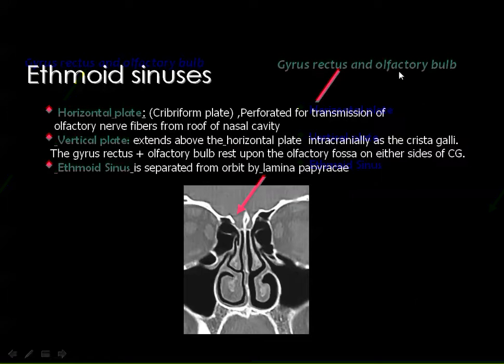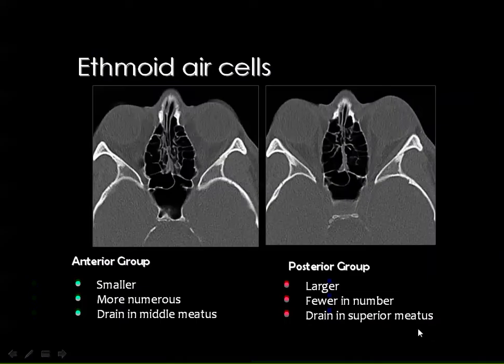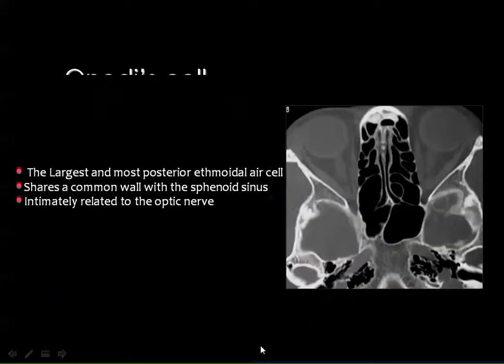Then the gyrus rectus as well as the olfactory bulb are anatomically located in this area, in this depression between the crista galli and the superior plate of the ethmoidal air cells. Then you know that we have two groups of ethmoidal air cells. The anterior group are numerous and smaller cells, and drain in the middle meatus. The posterior group are larger and fewer in number, and drain in the superior meatus.